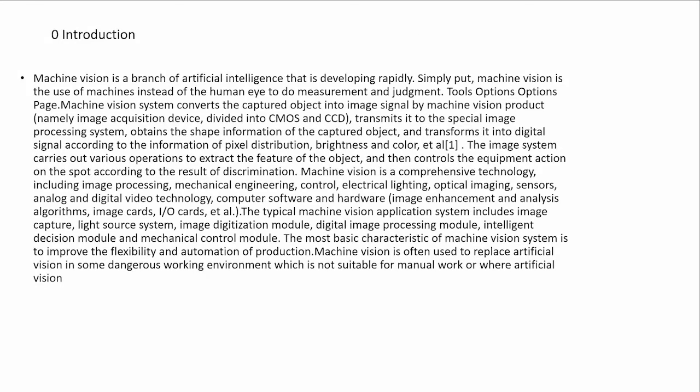Introduction. Machine vision is a branch of artificial intelligence that is developing rapidly. Simply put, machine vision is the use of machines instead of the human eyes to do measurement and judgment.